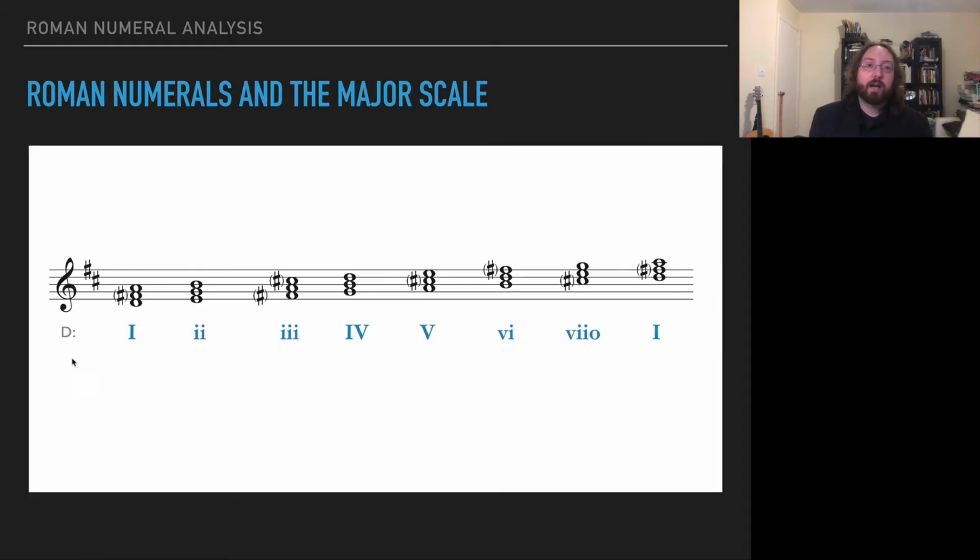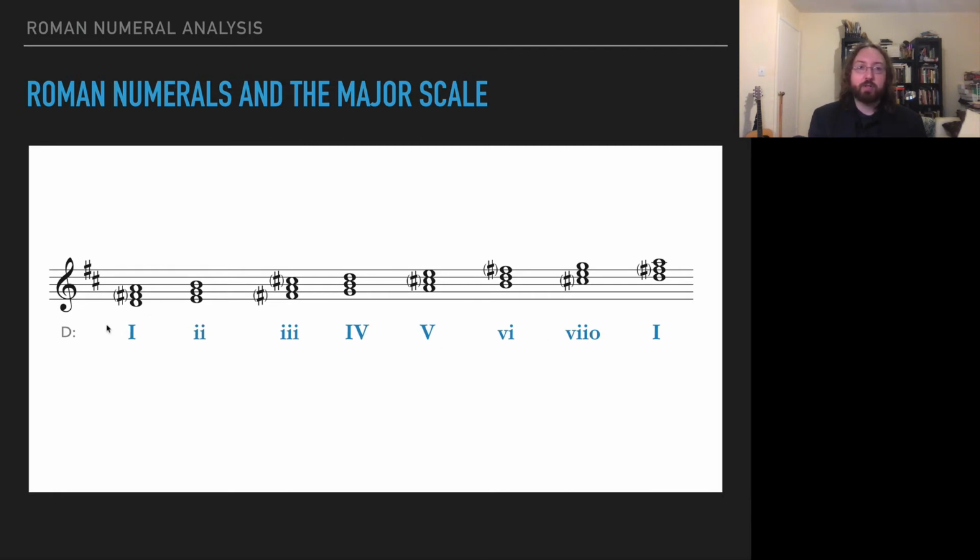Here we have a group of chords built on the D major scale. Here we have the different chords built on the progressing upwards scale degrees. This one is built on scale degree 1, scale degree 2, 3, 4, 5, etc. So this represents the chords in order, and we also have here the Roman numerals that go with them.